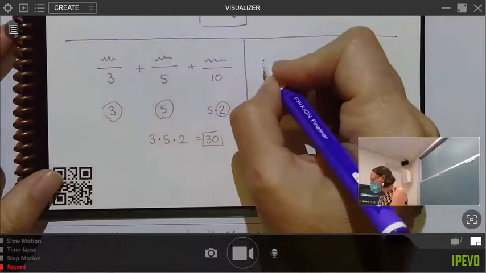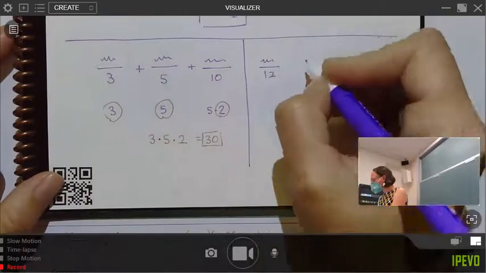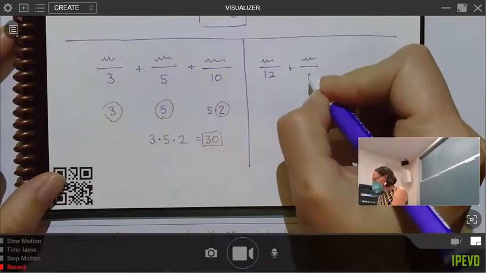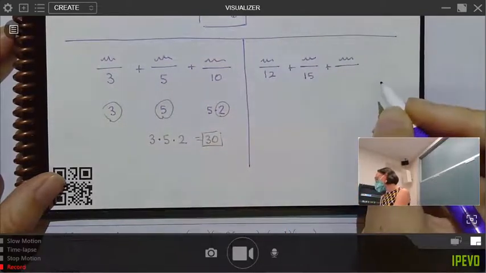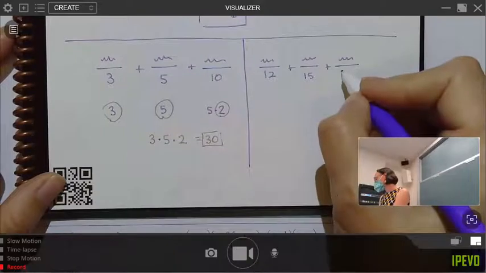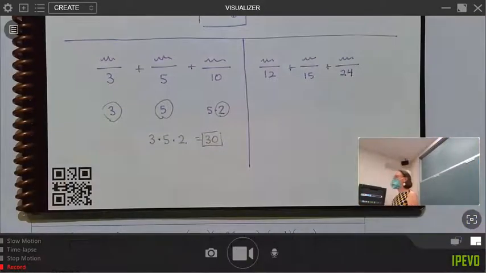So let's say I had some stuff over 12 plus some stuff over 15 plus some stuff over 24. This is pretty bad, but I just picked some numbers. If I were looking for a common denominator here, I fear it's going to be pretty big. But here's what I would have to do.